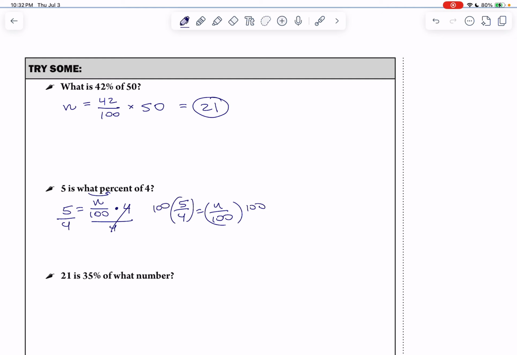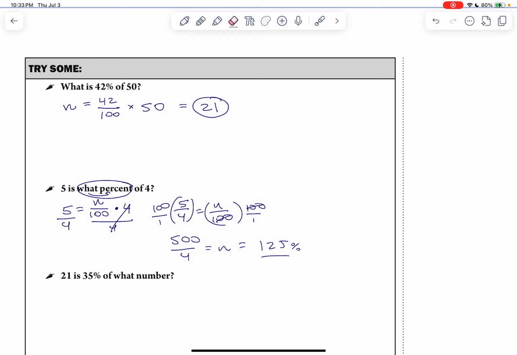Why? It's going to cancel out over here because it's over 1. And here it's going to be multiplied by the 5. So I'll get 500 over 4 equals n. Punch that out on my calculator. I'll get 125. So 125%. Because, again, we were saying what percent, so we solved for a percent.